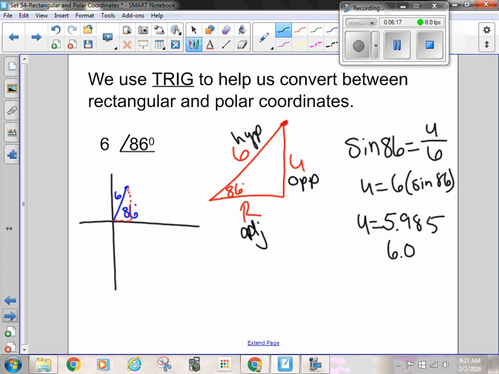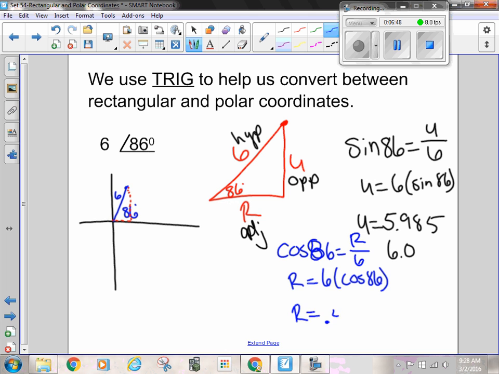Okay. Now let's go ahead and calculate it here for R. And my R is my adjacent, and I'm going to use my hypotenuse. So that means I'm going to use cosine of 86 equals R over my hypotenuse. So R equals 6 times the cosine of 86. You guys are going to get really good at these trig functions. I'm going to type that in my calculator. So R equals 0.42. I'm rounding to 2 decimal places.